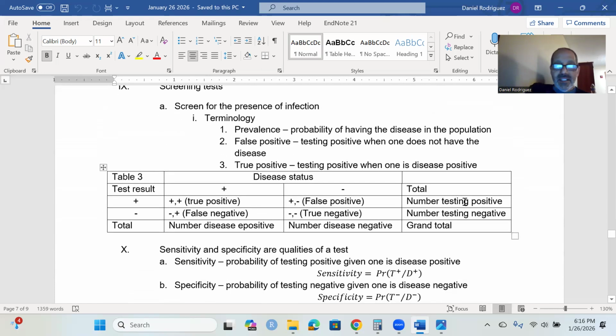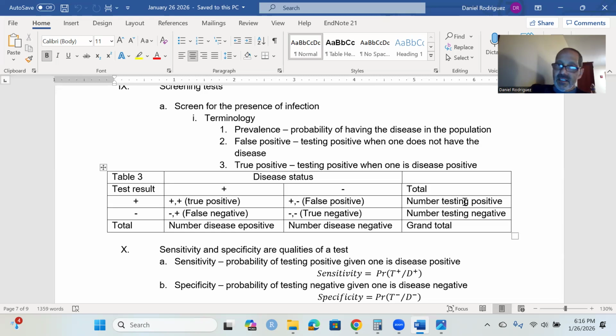Let's talk about screening tests, my favorite thing. If you took epi with me, which everybody did, I believe, you know how to do this. So this should be just a quick review here. Prevalence is the probability of having the disease in the population.